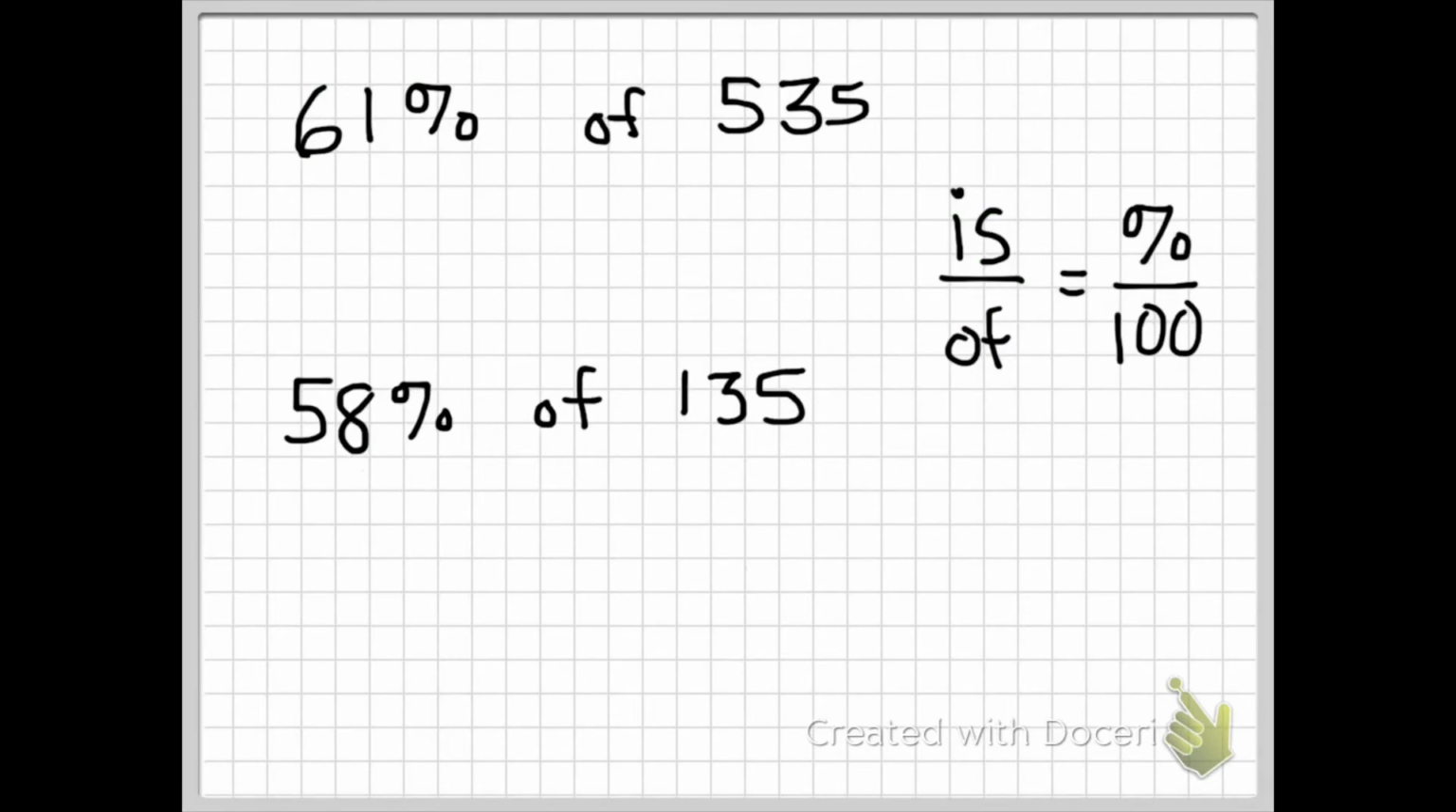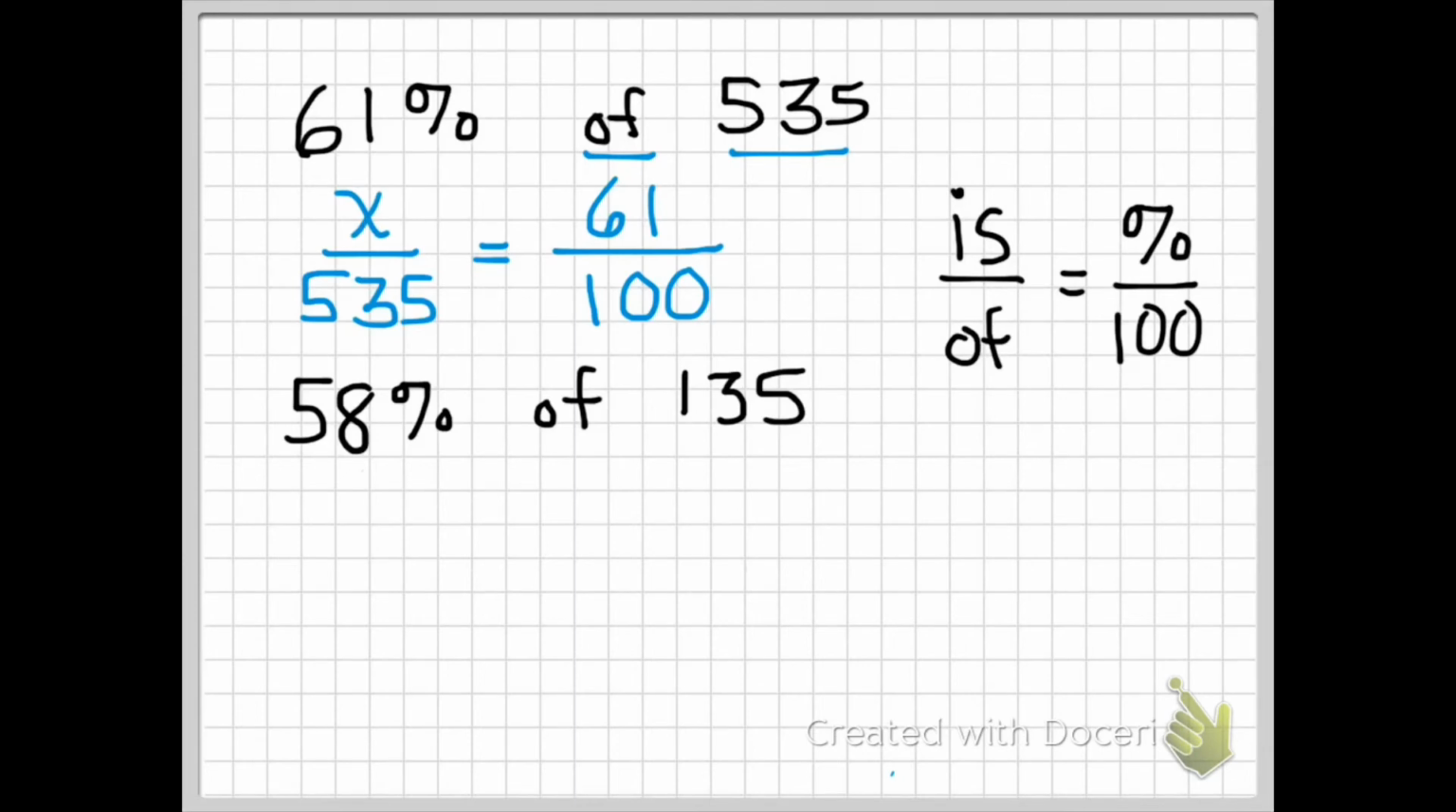Another way we can approach these is our is over of equals percent over 100. Something that we're definitely going to use later on when we're talking about percents and parts of a number. So we're just going to fill in the blank here, and we have to associate what goes with what. The 100 will always be standard. It's always going to be there. The percent is any number that has a percent next to it, so that's going to be 61. Then the of, since that's associated with the 535, is going to be on the bottom. And then this is what we're looking for, our x.